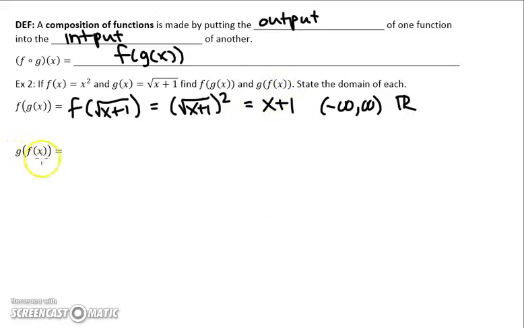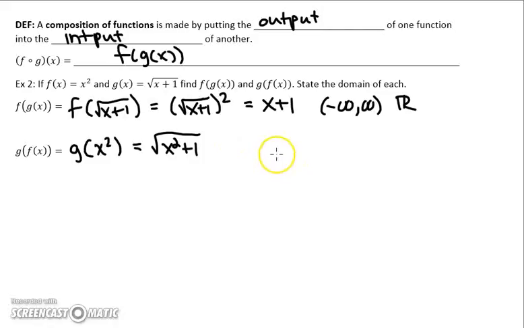Now, if we go the other way, g of f of x, the output for f of x is x squared. So anywhere we see an x inside of g, we want to put an x squared, so we're going to have the square root of x squared plus 1.